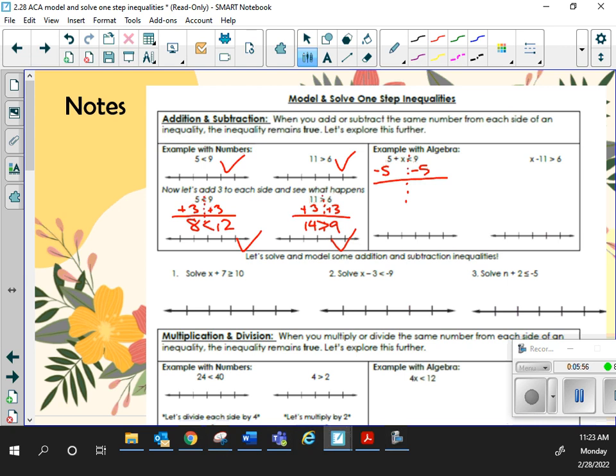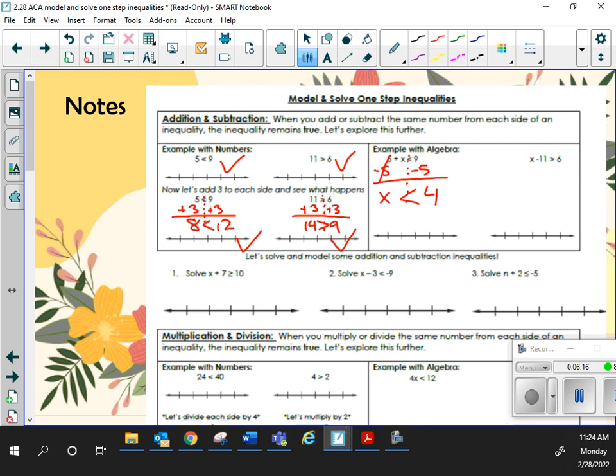Okay, let's cancel some stuff out. 5 and take away 5, it cancels out. I have x. 9 minus 5 is 4. But I already heard someone say equals. It's not equals. It's bring down that inequality sign. X is less than 4. Okay? So that means x can be any number that's less than 4.